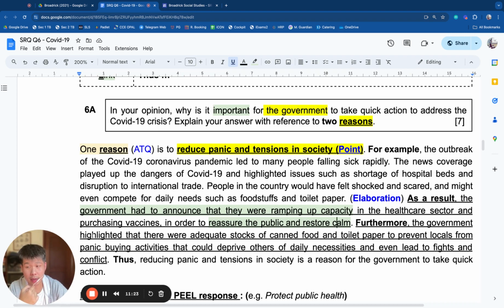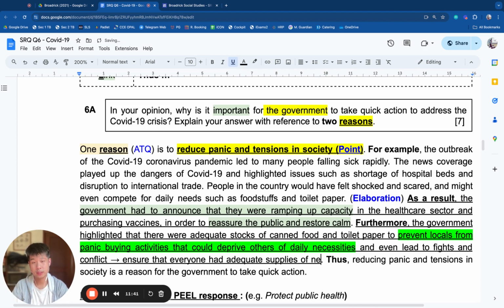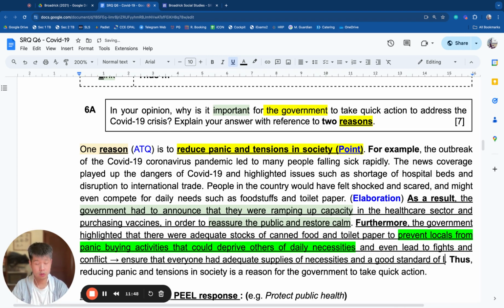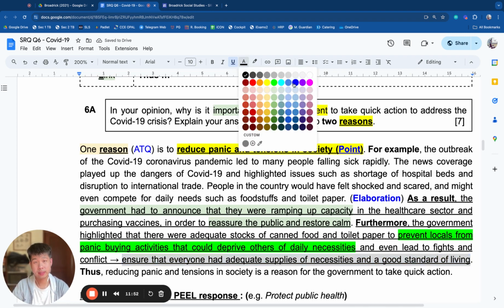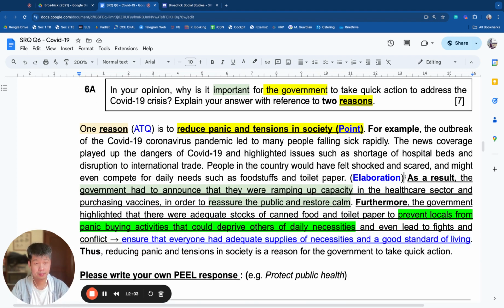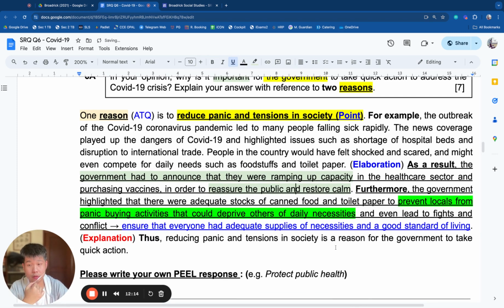Furthermore, the government highlighted that there were adequate stocks of food and toilet paper to prevent panic buying, and this would ensure that everyone had adequate supplies of necessities and a good standard of living. So this highlights the positive impact of the government's actions, which demonstrates why it is important for the government to take action. So this is my explanation. Thus, reducing panic and tensions is a reason for the government to take quick action.